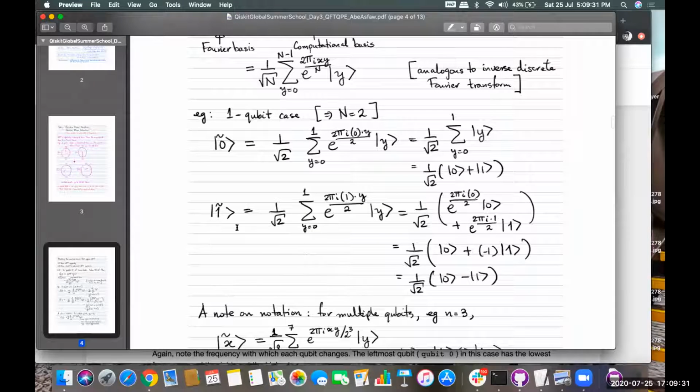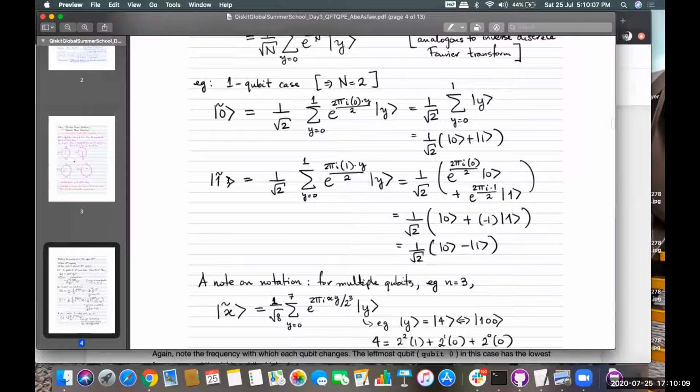Similarly, when the qubit is ket 1, the x value will be 1, and when we multiply we get 1 by root 2 e to the power. Here the summation goes till 1. In the first case this part becomes 0, ket of 0, but in the second case it is minus 1 into ket of 1, because e to the power 2 pi i divided by 2 gives us minus 1. So the state of 1 gives us 1 by root 2, ket of 0 minus ket of 1.